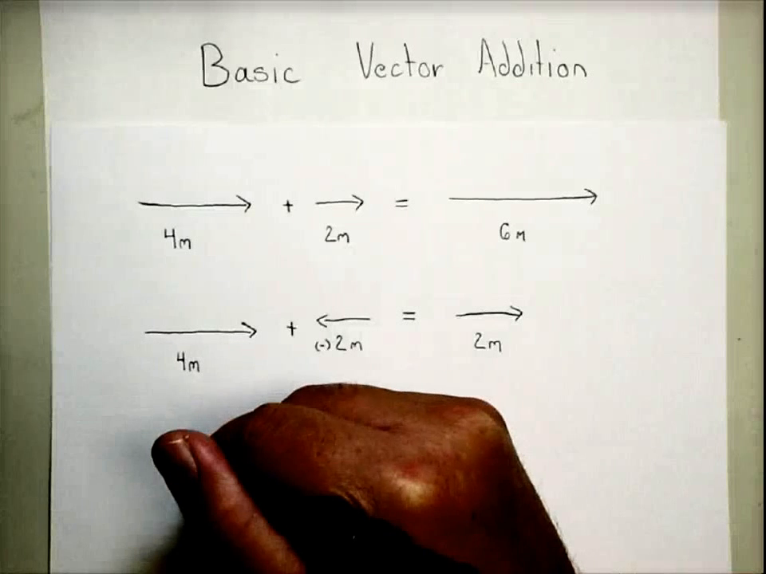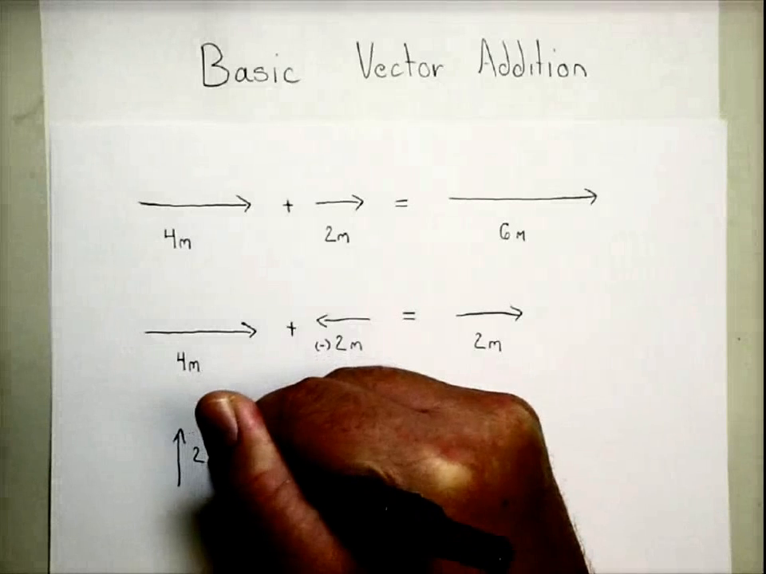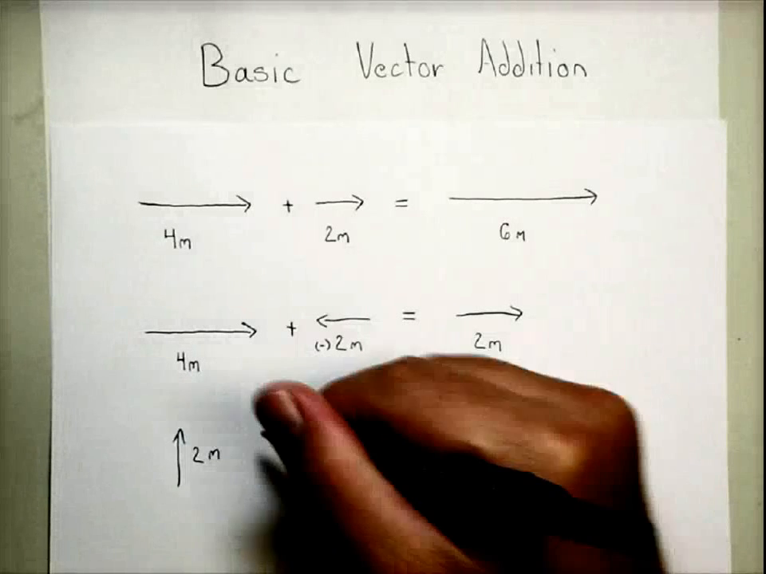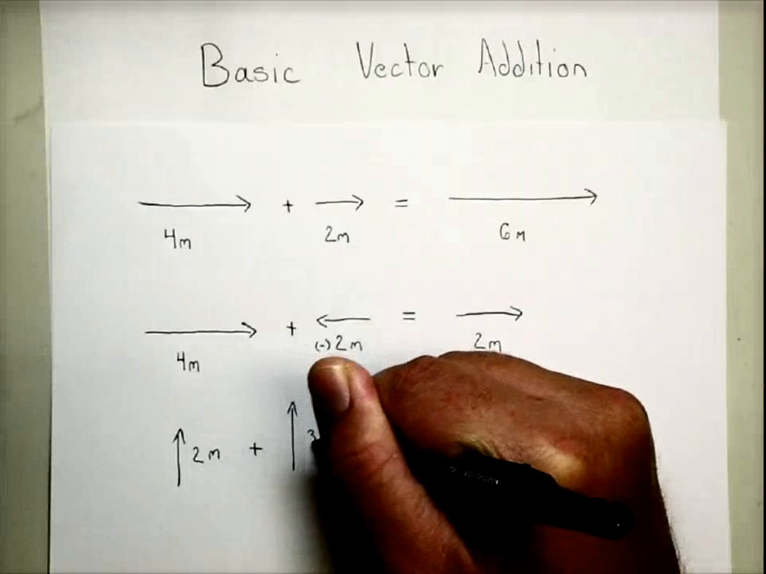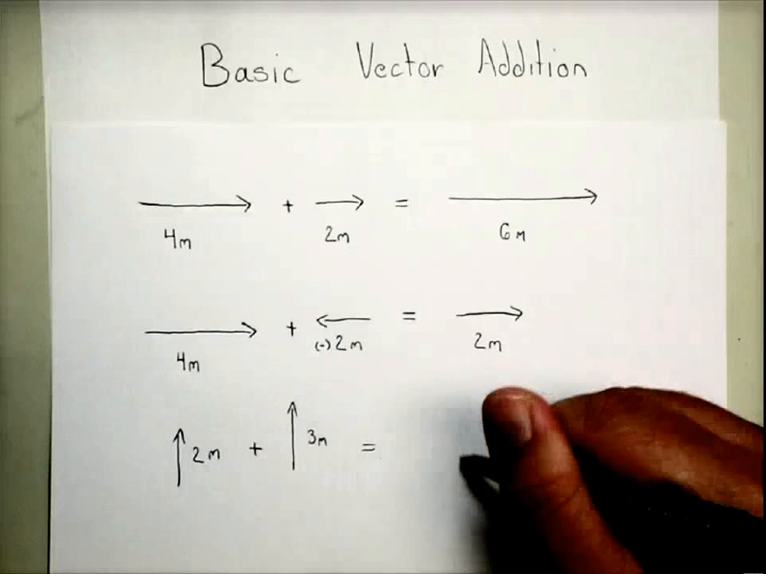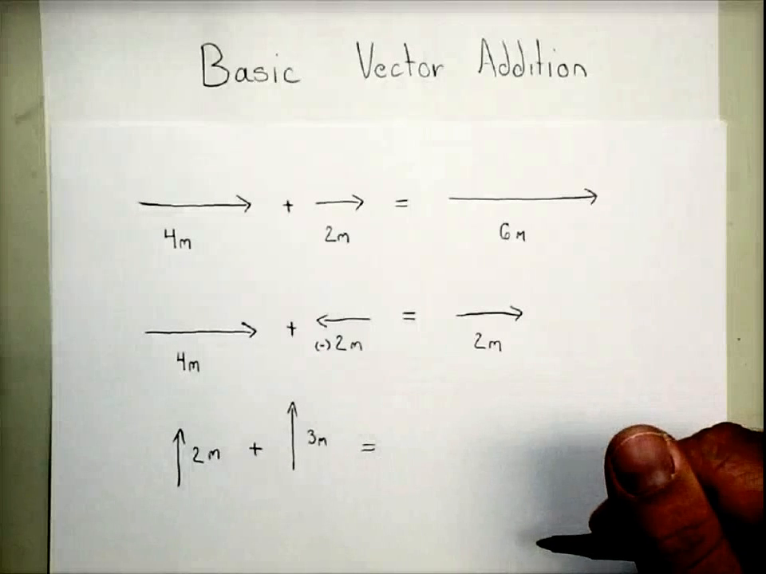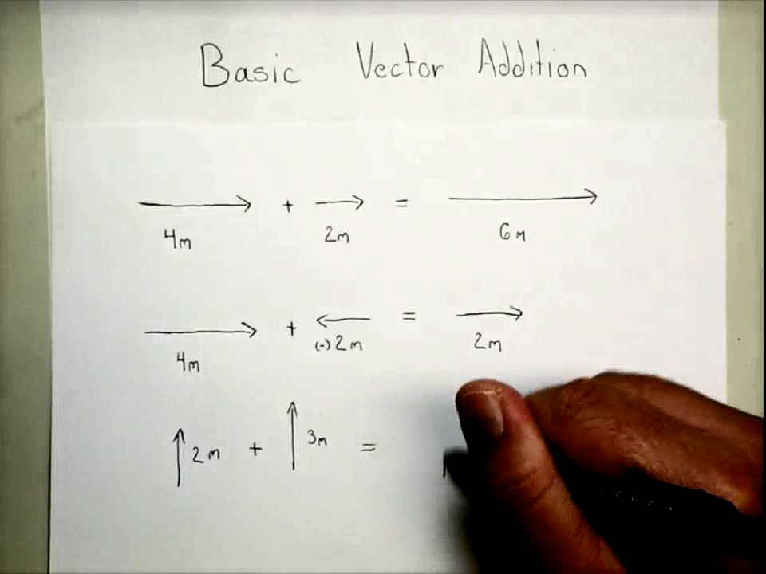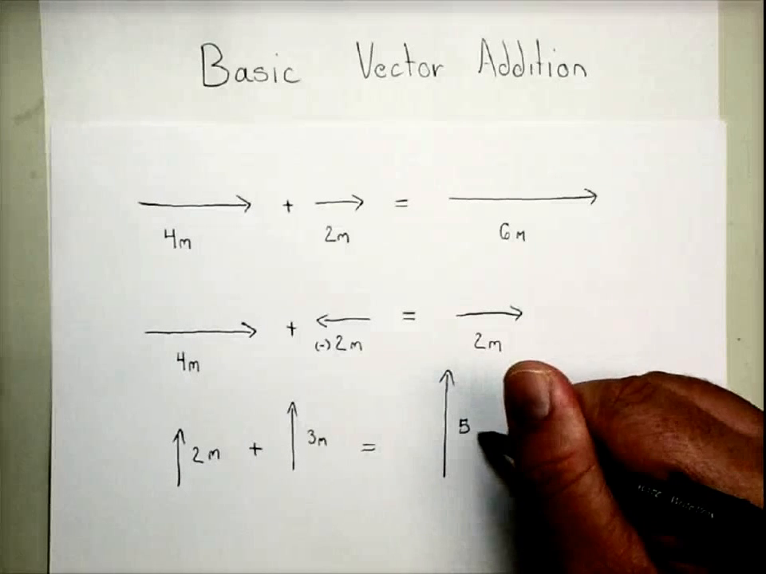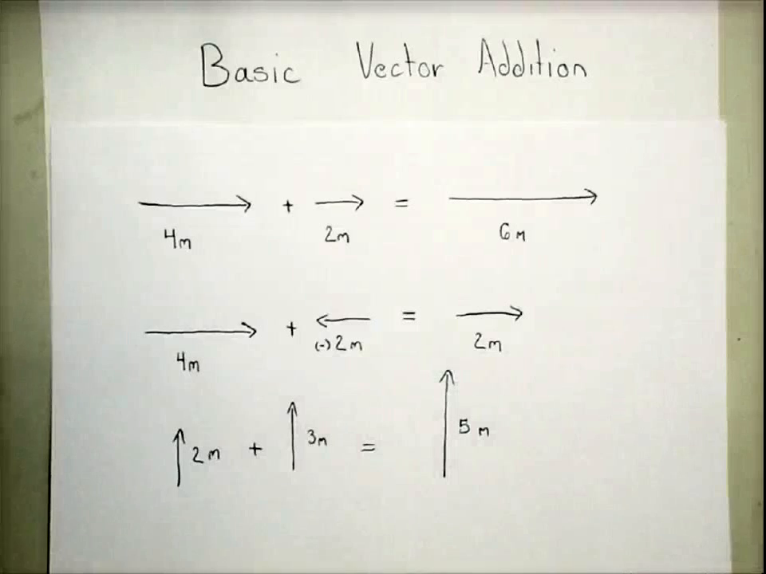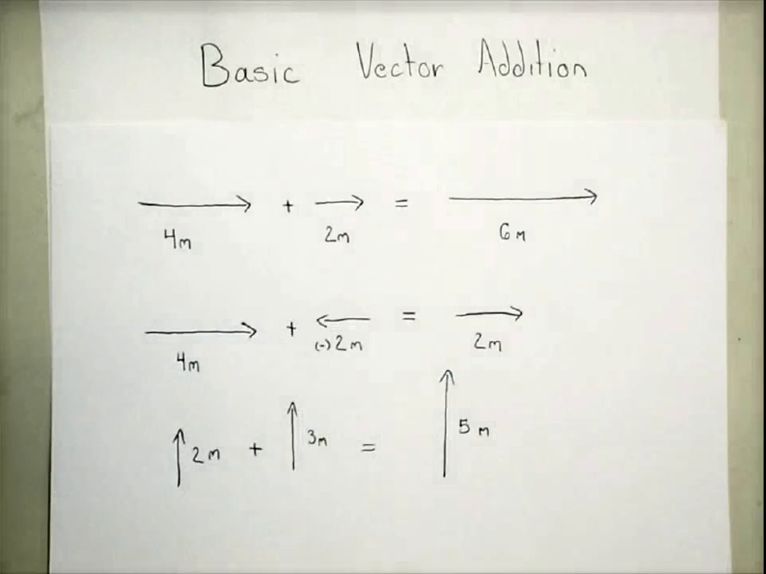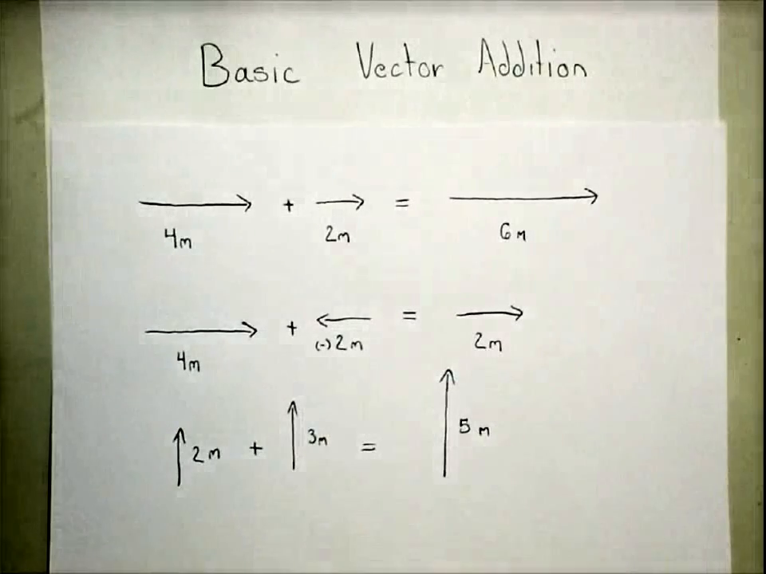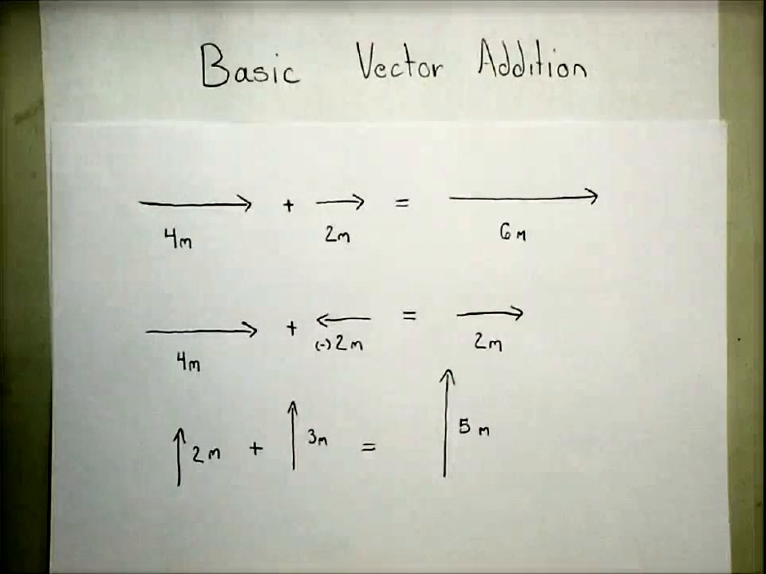Let's look at this one. So let's say we have a vector that's 2 meters up plus 3 meters up. That would be a vector of, take a guess, you know what it is, 5 meters upward. So now that we've seen what to do if they're aligned in one dimension, we're going to take a step back from this and now try things where they're not aligned in one dimension.